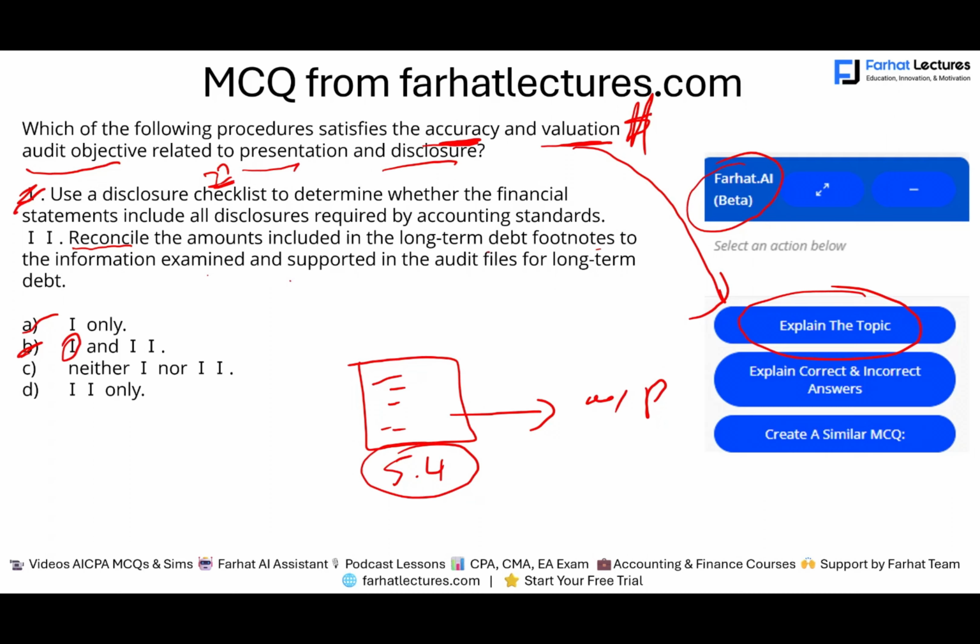Why are you doing so? You're doing so to make sure the valuation, this 5.4 million, is accurate. It's the proper amount. Therefore, 2 is correct.